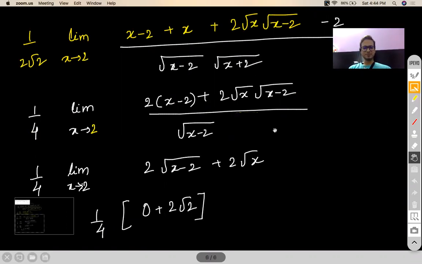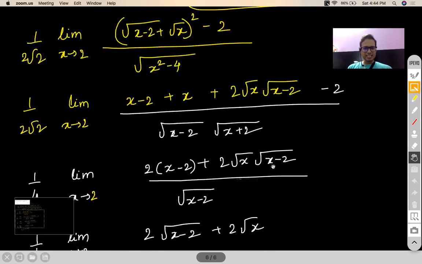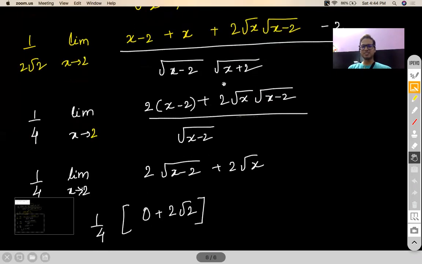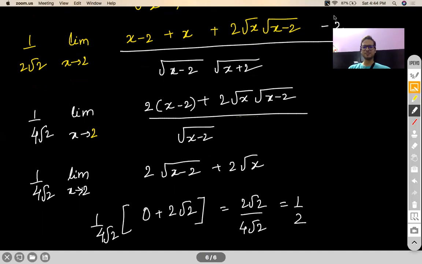Is that fine? Is there anything that we missed out? Let me know. Yeah, it should be 2 under root x plus 4, actually, since 2 was coming out from there. Yeah. So this will be 4 root 2. Now it will become 2 root 2 by 4 root 2, which is nothing but a half.